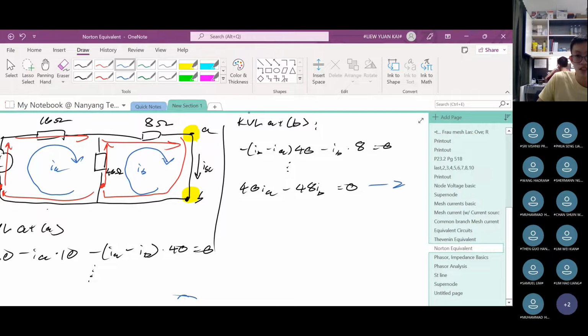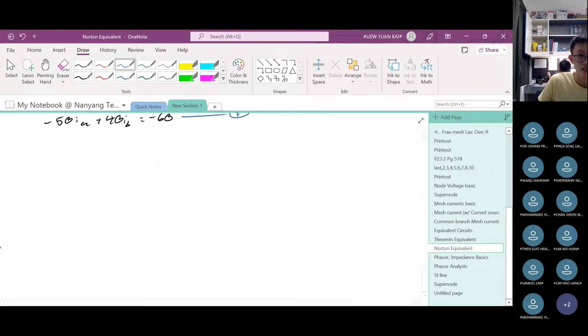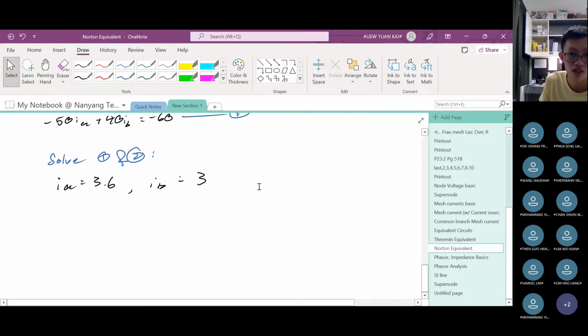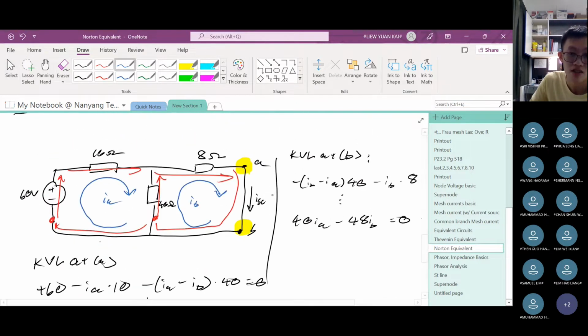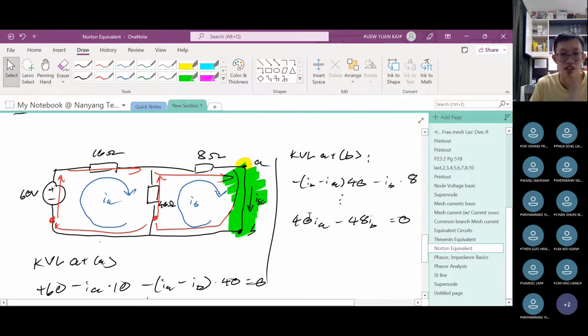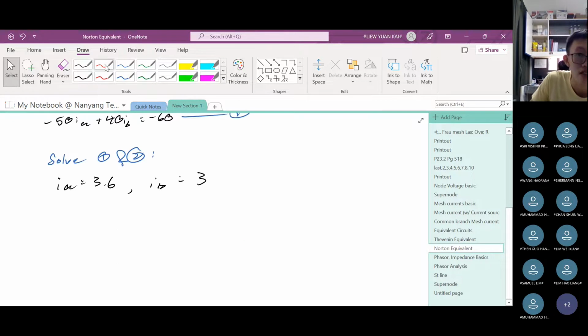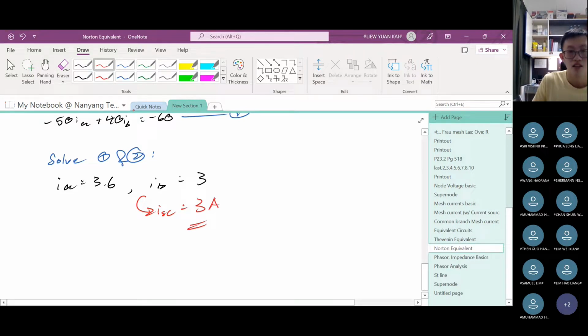Two equations, two unknowns. That means if you solve 1 and 2, you should get IA equals to 3.6 and then IB equals to 3. Well, IA doesn't matter, right? Because what are we interested in now? We are interested in the short circuit current. So let me go back to this diagram. Our short circuit current is the current through this branch, correct? And that means IB is the short circuit current. So the value of IB is the short circuit current. So what this means is ISC equals to 3 amperes.